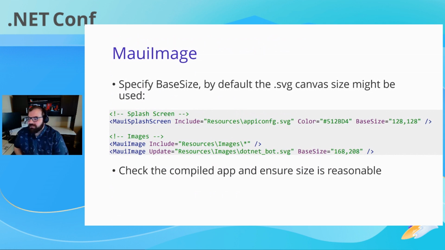Okay, so Maui image. This is a good one. If you've used Maui image, it's really cool. You can throw an SVG file in your app, and it'll resize it for you. And you don't have to know all those weird sizes for Android, sizes for iOS. Yeah, and so there are some caveats here: if you don't put a base size, it looks in the SVG and just uses the base size that's in the SVG.